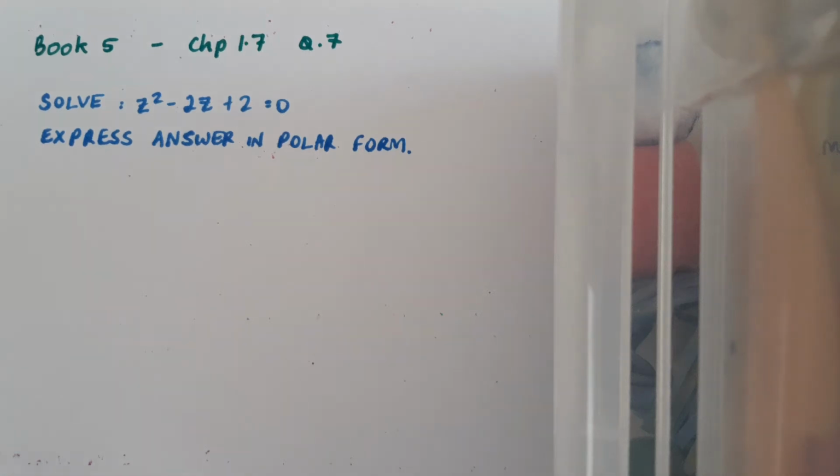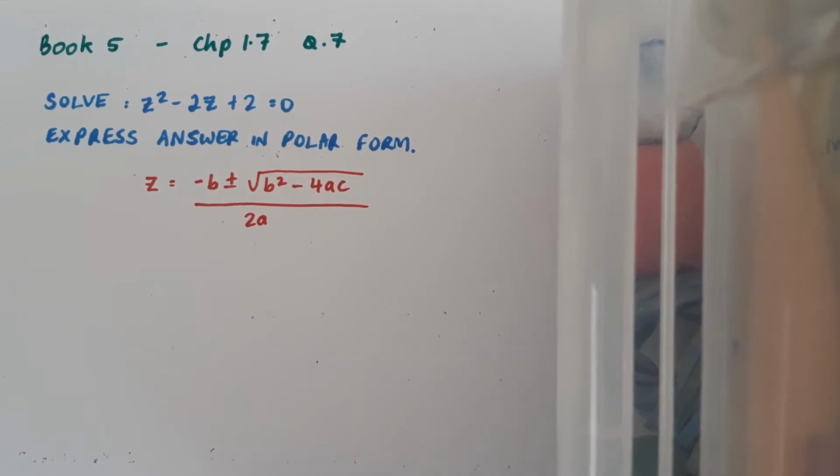So this video is going through the solution of question 7 from chapter 1.7, complex numbers in book 5. It's asking me to solve a quadratic first of all, and then express the answer in polar form. Well, don't forget, the second you see a z as your variable in a quadratic, we know that our root is most likely going to be complex, and the only way to get a solution in that case is to use the minus b formula.